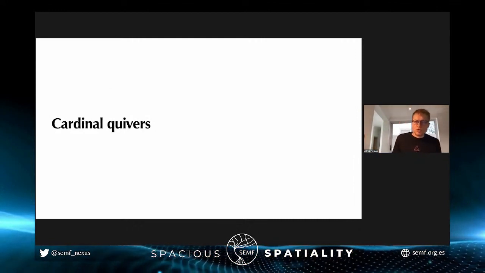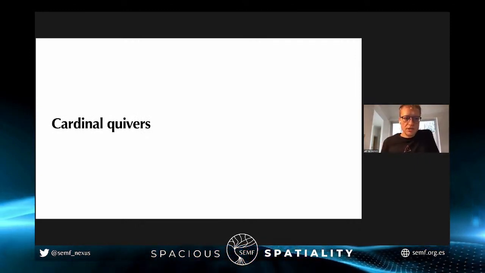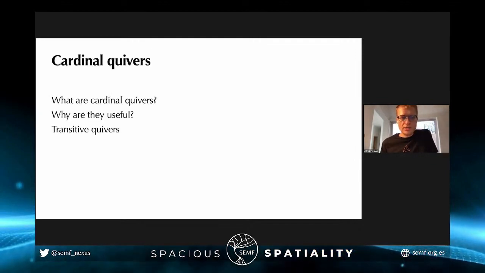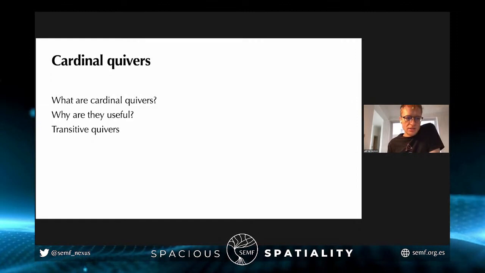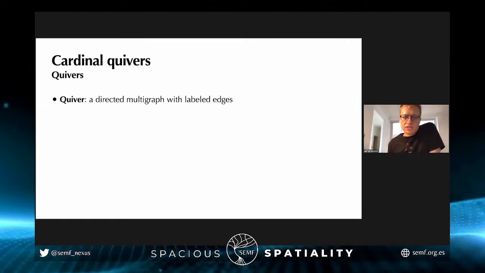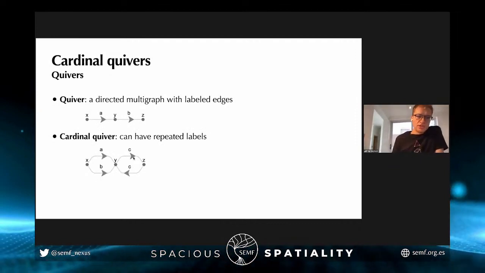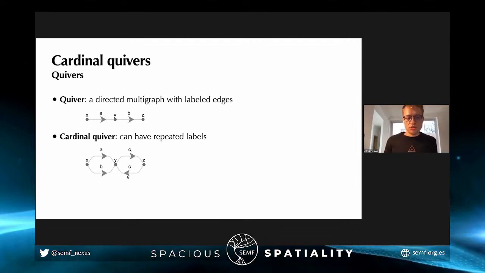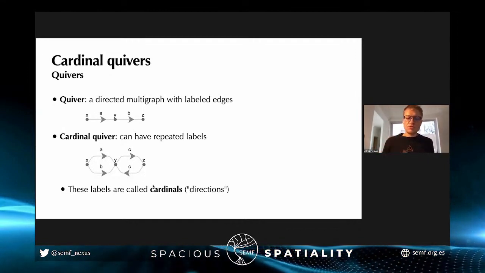Okay. So next I want to talk about a particular application of graphs, which is fundamental to the way that I'm looking at geometry. That's an idea called cardinal quivers. So what are they? Why are they useful? Let's look at a family of particular quivers that are very regular. A quiver is a directed multigraph. So it's a graph in which there can be multiple edges between two vertices, and in which we label the edges. A cardinal quiver is a quiver in which the labels repeat. So we can have a label C here that occurs on two edges, not just one. These labels are meant to represent a discrete version of direction.